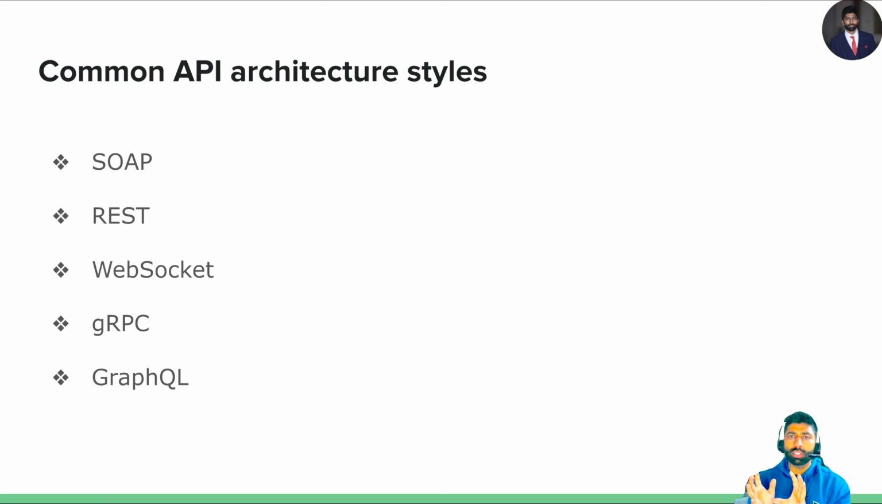There are different architecture styles for APIs available in the market, but the most common API architecture styles are up on the slide here, which are widely used across the industry. These are SOAP, REST, WebSocket, gRPC, and GraphQL. We'll discuss them one by one in the upcoming slides.